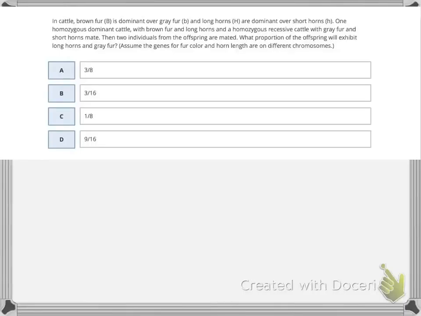Hello everyone, I'm going to go over how to answer the probability questions we did on Socrative. I'm going to sort my information and then go through the laws of probability and how to solve this.